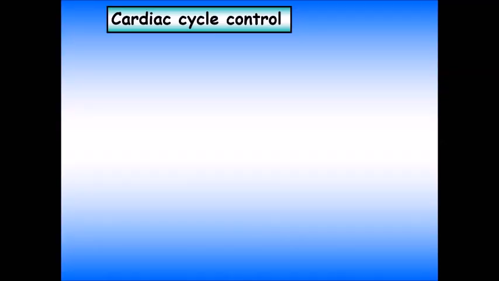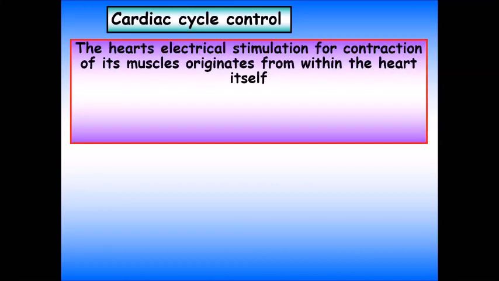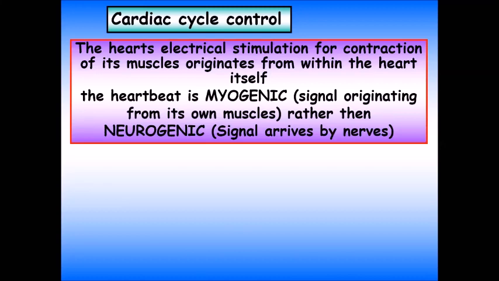Hi everyone, you should have covered the cardiac cycle already. So this is all about the electrical control of the cardiac cycle. There's a couple of things you need to start off with. First off, the heart itself is myogenic, as in it's generating its own impulse.